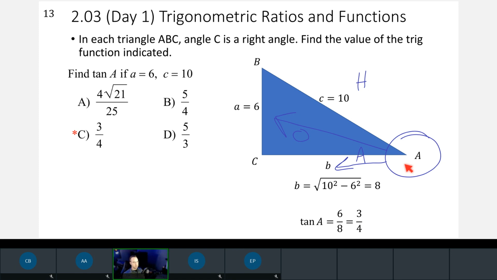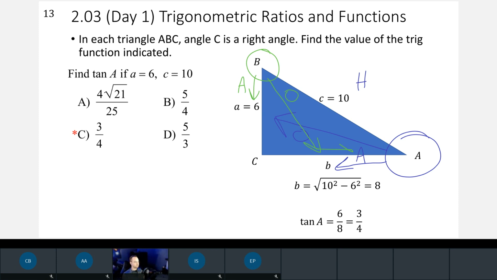So what's adjacent to B? All right, good question. Let me use different colors. That's why we circle the angle you're working with. So it's kind of visualizing that we're standing on angle B. So now this is opposite, and this one would be adjacent. That's why it matters what angle your point of reference is.